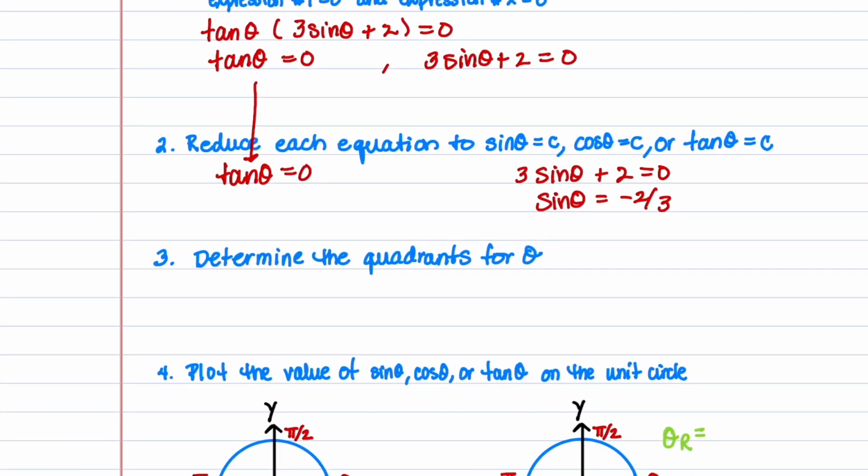Since tangent theta is equal to 0, our solution theta is going to be a coordinate point. And for our second equation, sine theta is negative, so theta is going to be in quadrants 3 and 4.